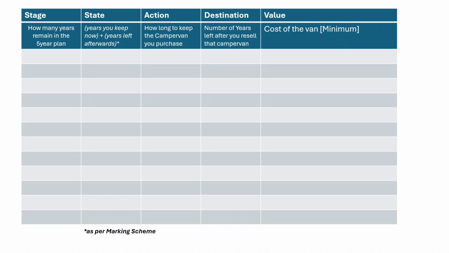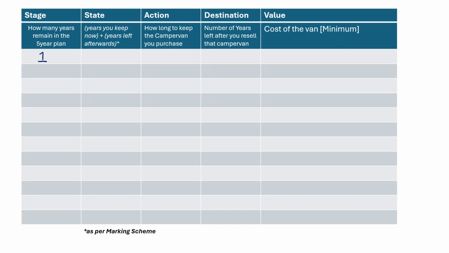But we'll see it as we go through. So then the action is how long you keep the camper van for, and the destination is then what happens at the end. So the number of years left. So I tend to like to connect my destination back to the state so we can really clearly see what's going on. So the stage is, let's start with stage number 1.